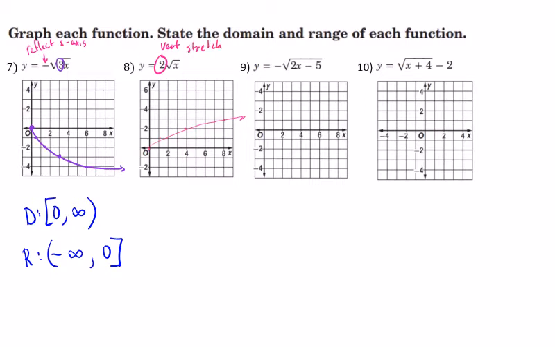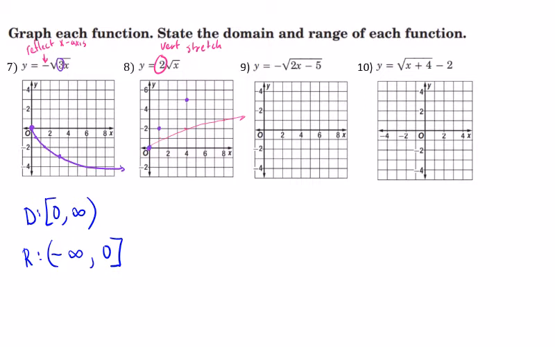Okay, so all these points that we had before are going to be stretched by a factor of 2. So when we plug in 1, instead of getting out 1, we're going to get out 2. When we plug in 4, instead of getting out 2, we're going to get out 4. When we plug in 9, instead of getting out 3, we're going to get out 9. So that's going to be way up there. Okay, so it's a vertical stretch by a factor of 2.